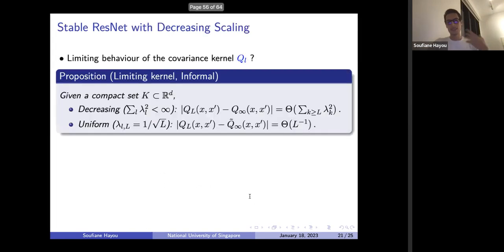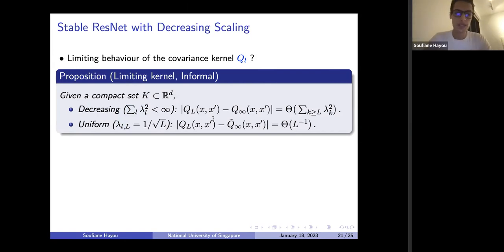So here I'm going to discuss these two cases. One of them is a scaling that is decreasing. So I call it decreasing scaling, where this series converges. So typically lambda_l will converge to 0 to have this property satisfied. And the uniform scaling, where all the scaling factors are equal to 1 over square root of depth. And the sum of the squares in this case is just equal to 1, and the property is satisfied.